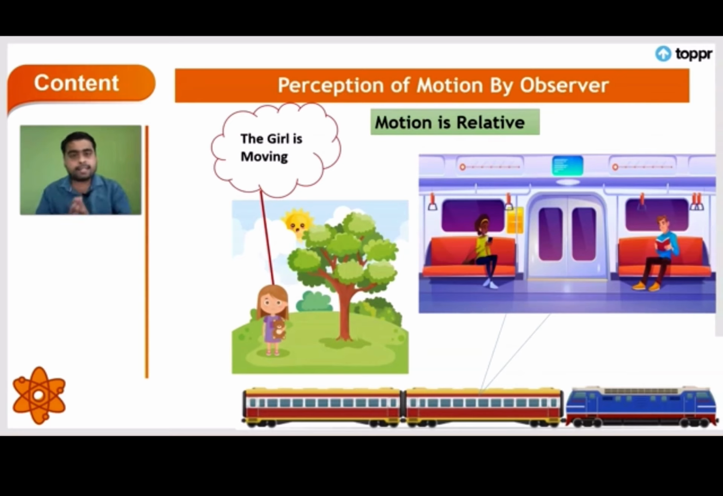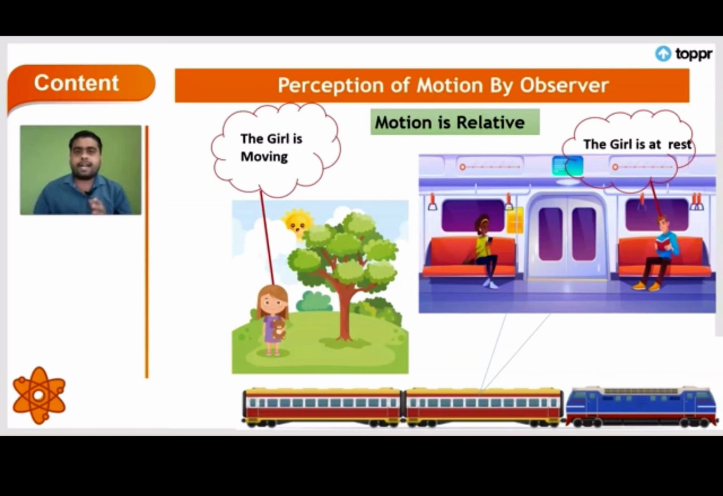But if you ask the co-passenger about the motion of the lady passenger, he would say that no, the lady is not moving, she is sitting at her place. Then who is correct? So in fact, both of them are correct, but they have different perception. And that's why we say that motion is relative, because it depends on the perception of the observer.